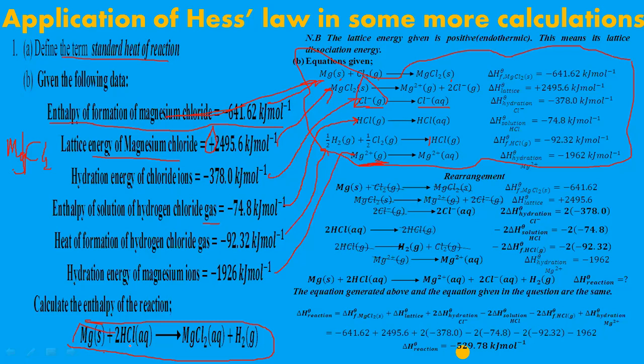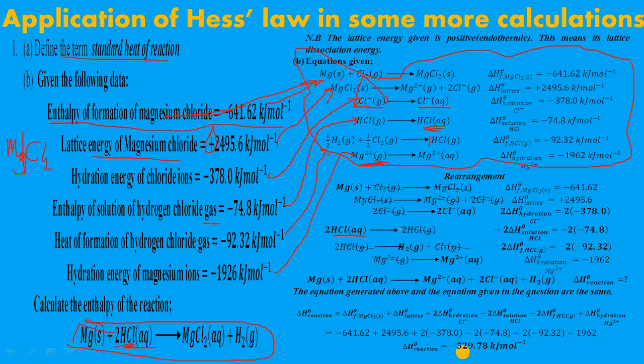Then how shall I get the aqueous hydrochloric acid? Because this magnesium reacts with aqueous hydrochloric acid. The only way I can get aqueous hydrochloric acid is from this equation here. This is where I have aqueous hydrochloric acid. You see it? Yes. But when I look at this, the hydrochloric acid is on the reactant side.